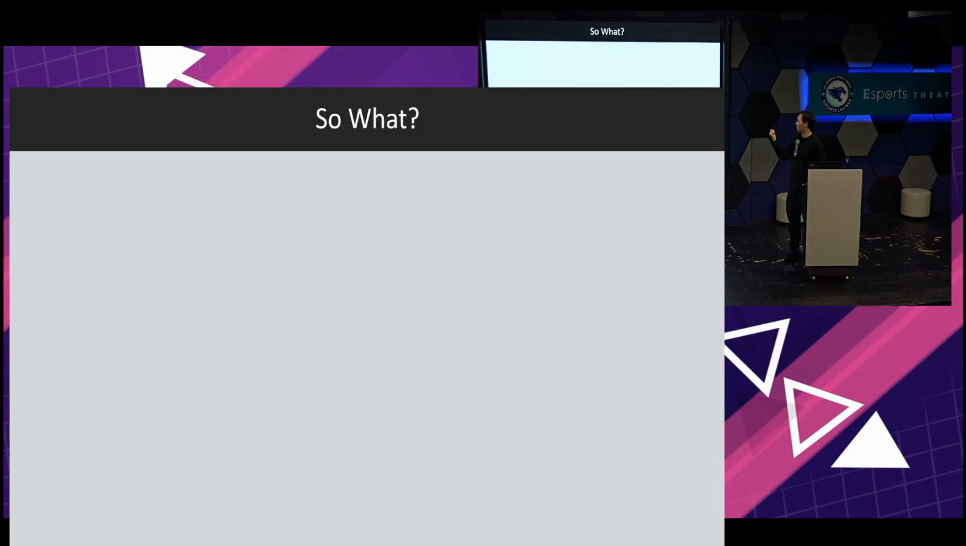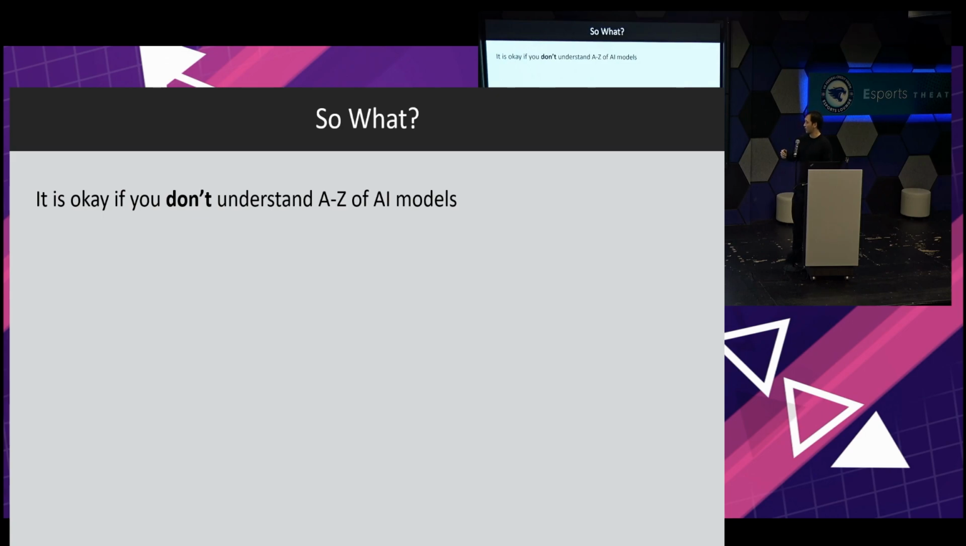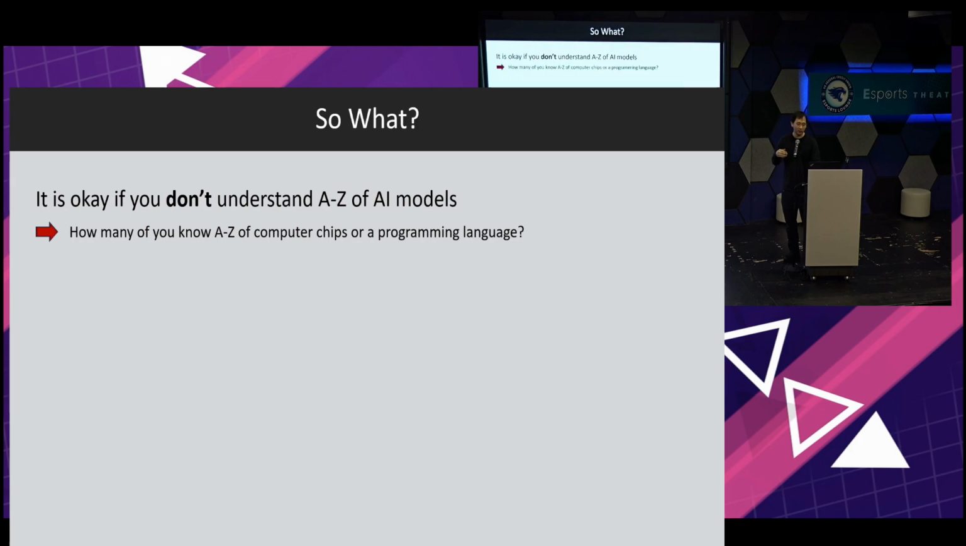Okay, now, so what, right? The industry is growing, so what? So the first message is, it's okay if you don't understand A to Z of AI models. Let me ask you a question back. How many of you know A to Z of computer chips or programming languages? Even though you don't know it, it's okay. You program software very well, right?